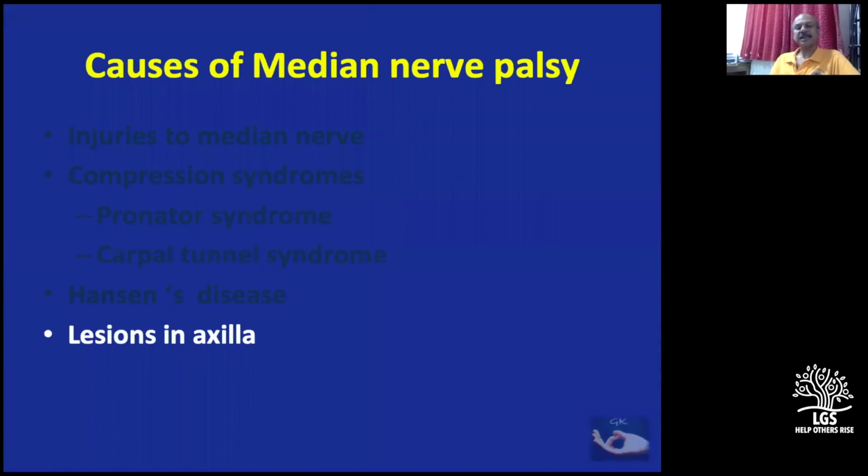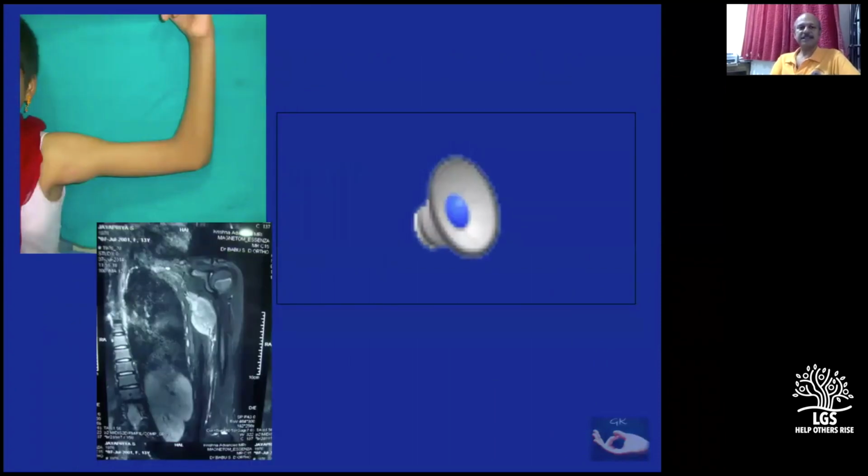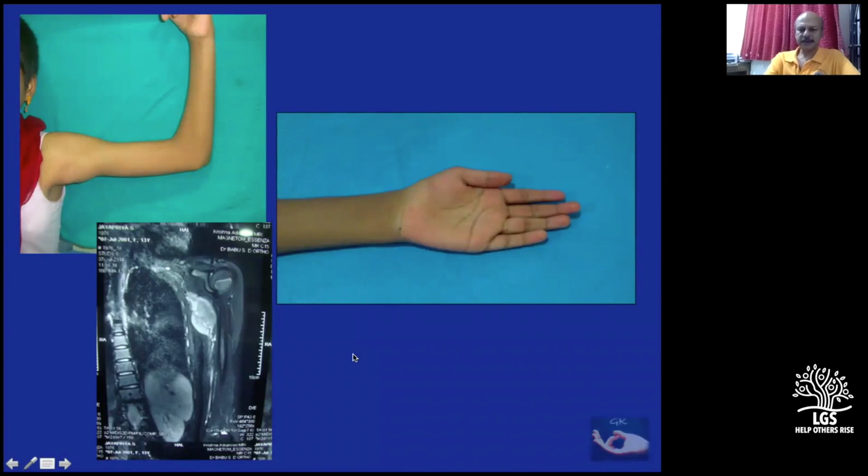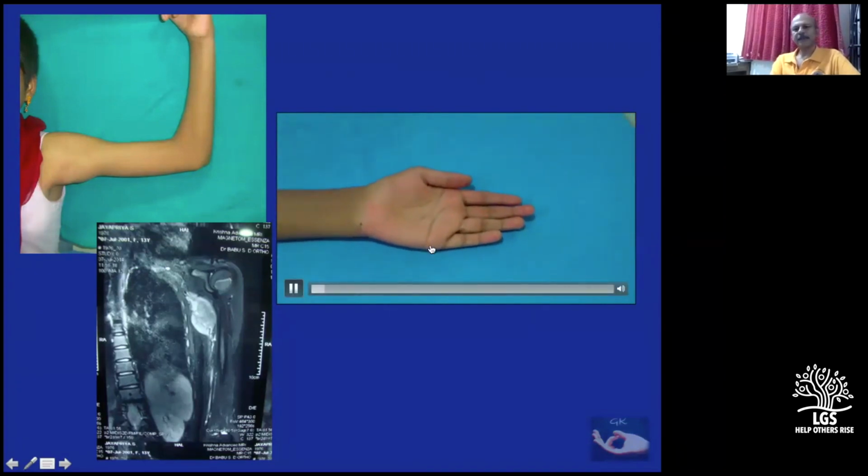And lastly, lesions in the axilla. Median nerve can be involved by tumors also. Like for instance, this girl who had a swelling, you can make out the swelling over here. She had a swelling, and we did an FNAC and found it was a rhabdomyosarcoma. We explored and found, now you will find that this girl has got a median nerve palsy, typical features.